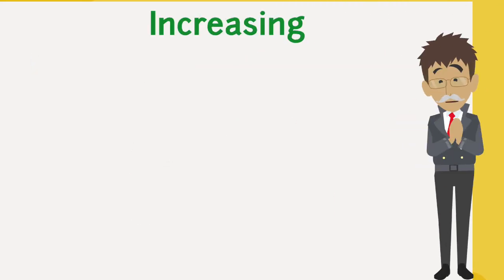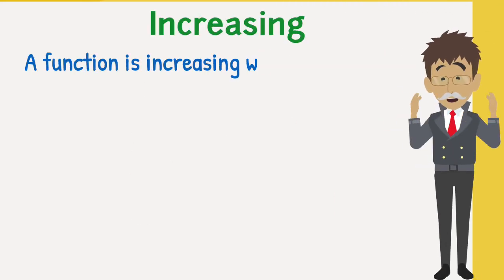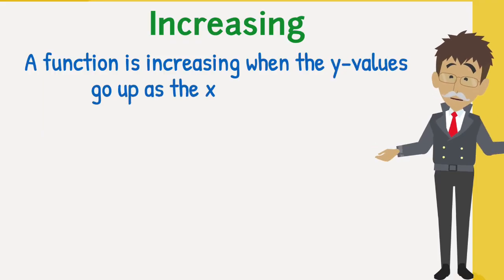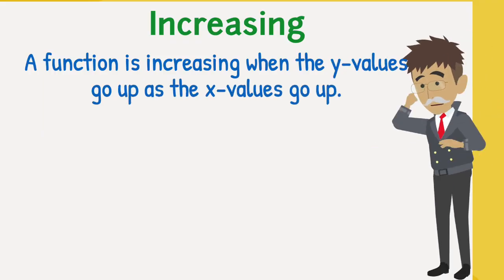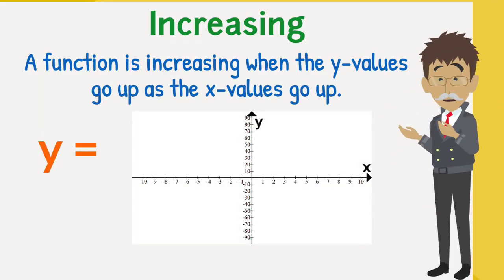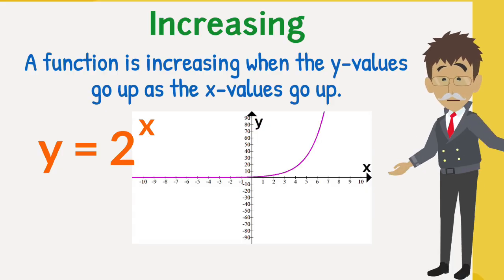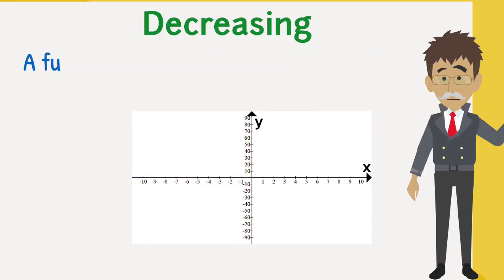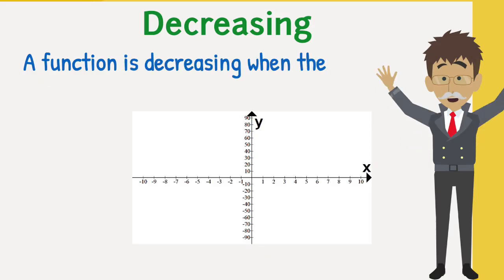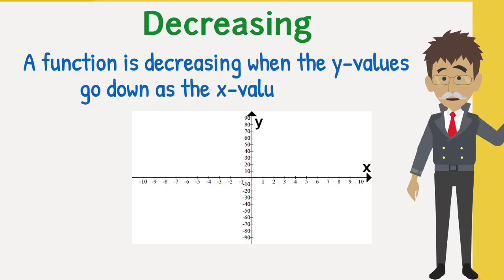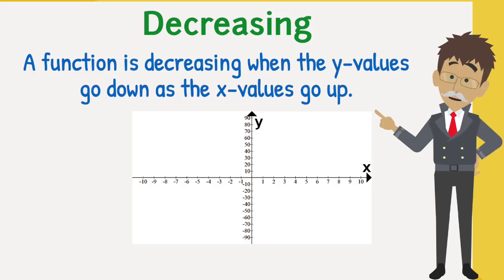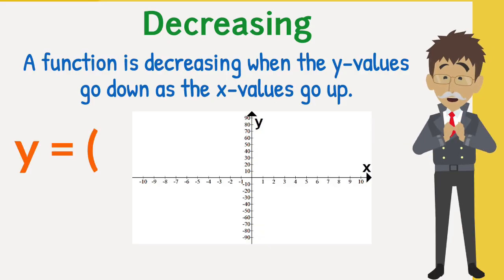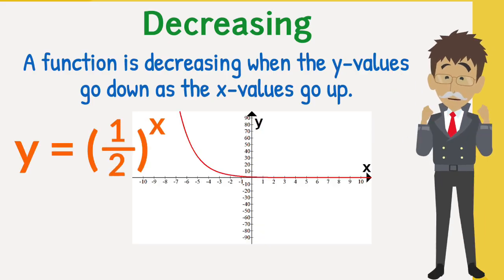Increasing. A function is increasing when the y values go up as the x values go up. For example, the graph of 2 raised to the power of x is increasing. Decreasing. A function is decreasing when the y values go down as the x values go up. For example, the graph of 1/2 raised to the power of x is decreasing.